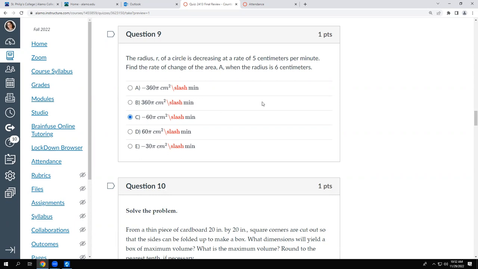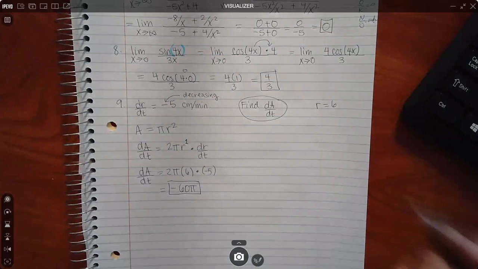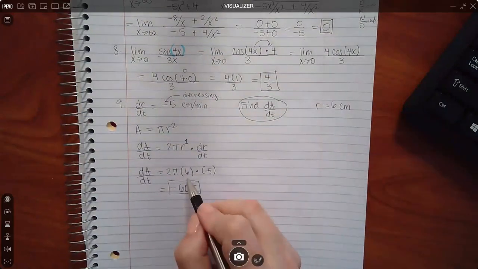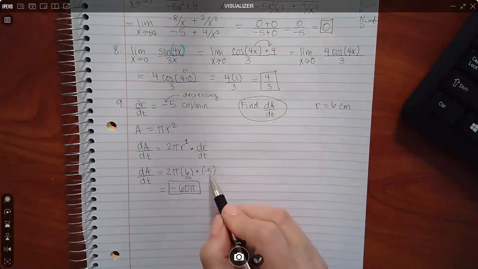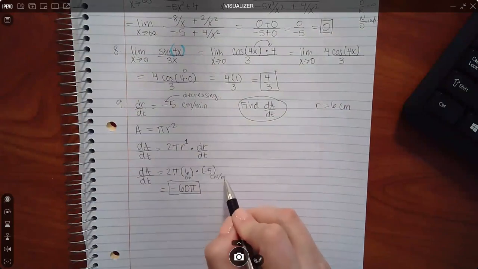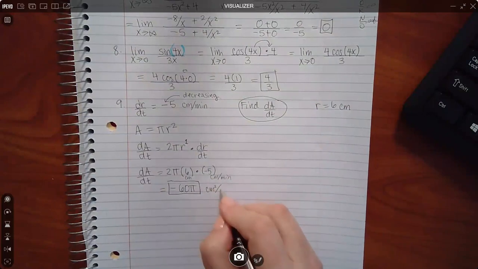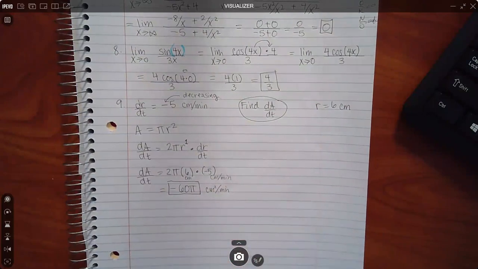And I'm going to talk about the units real quick. The radius was 6 centimeters, right? So this should have been 6 centimeters. So what happens when you take 6 centimeters times negative 5 centimeters per minute? Don't you get centimeters squared per minute, right? Top times top.